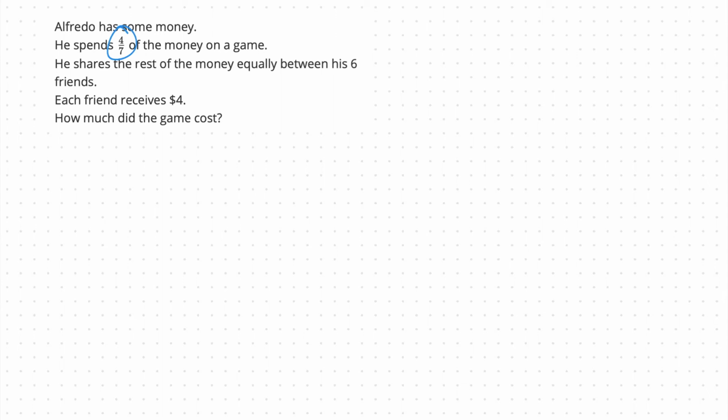So let's draw a bar with 7 pieces. So this will be 1 piece, and then we'll need to draw 7 more. All right, so here are 7 pieces, and now it says 4/7 of the money is on a game. So that means 4 of these pieces represents our game.